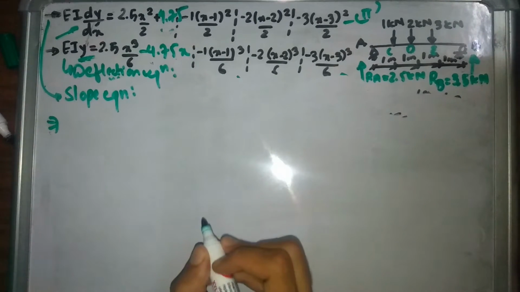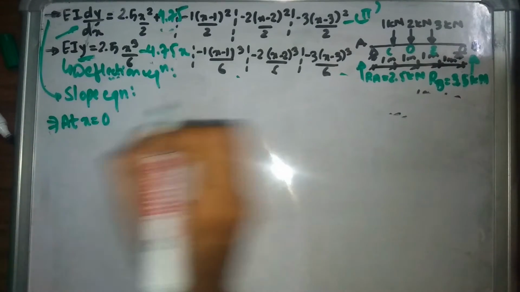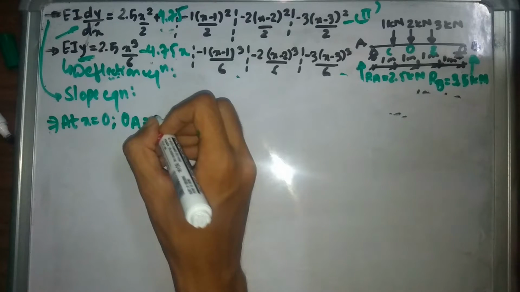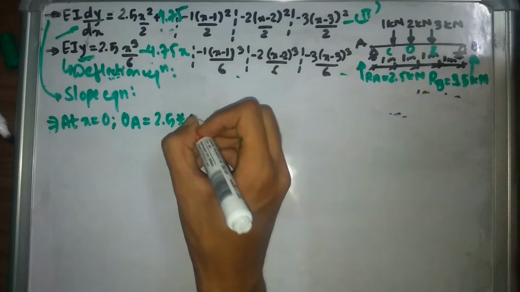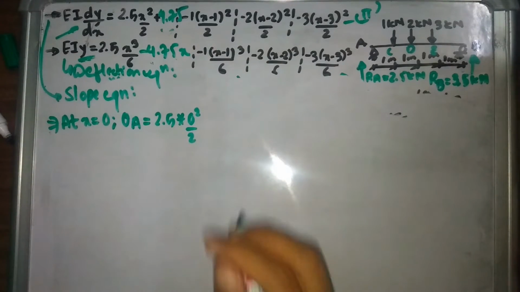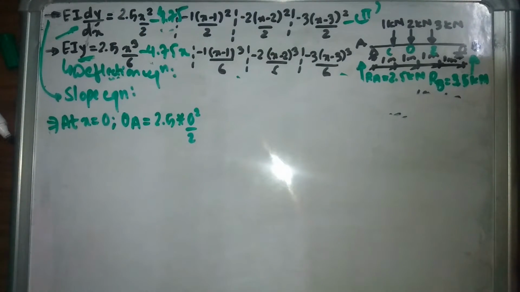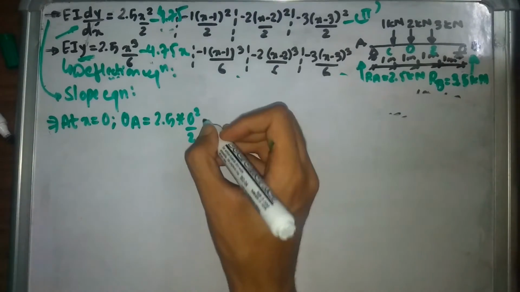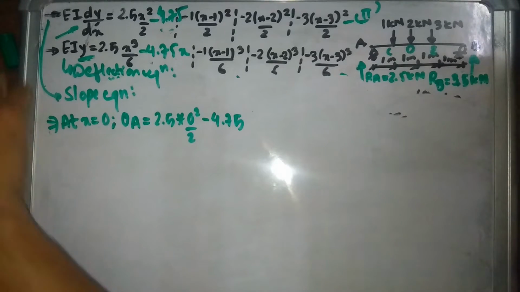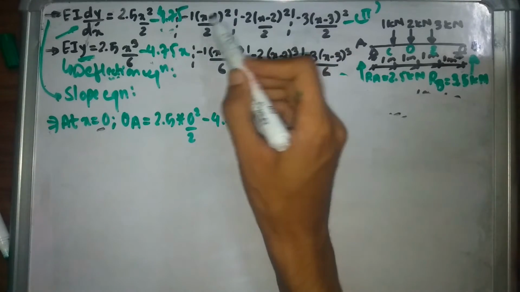So let's say I have to calculate my slope at x equals 0, which means at point A, my slope, theta A, is going to be equal to 2.5 into 0 square by 2. So this is actually negative, so we had found out our value of C1 to be minus 4.75, so this is negative, minus 4.75. As I said, you'll be much clearer when I move on over here. If I put my value of x over here, I'm going to get 0 minus 1, which is negative.